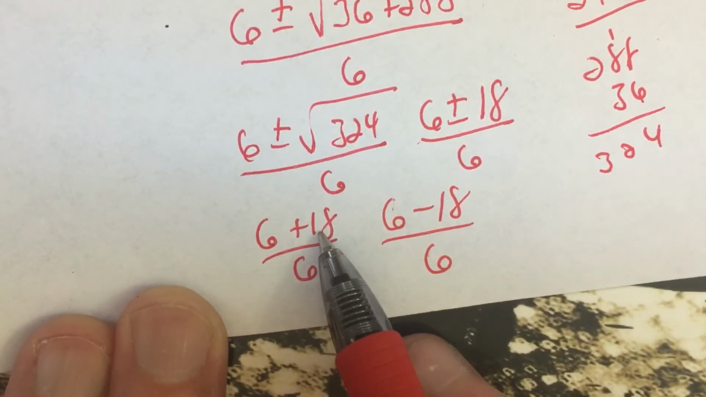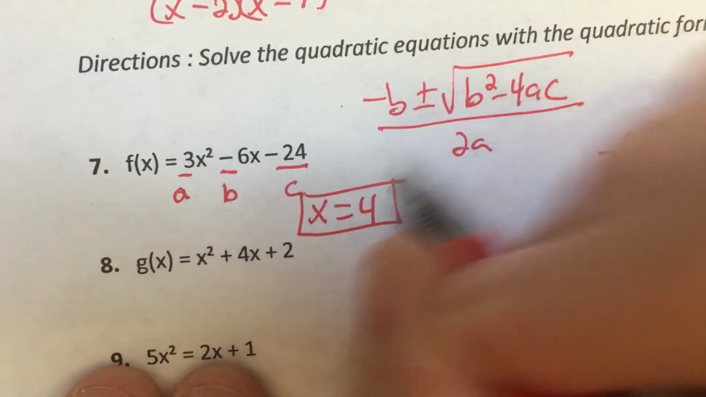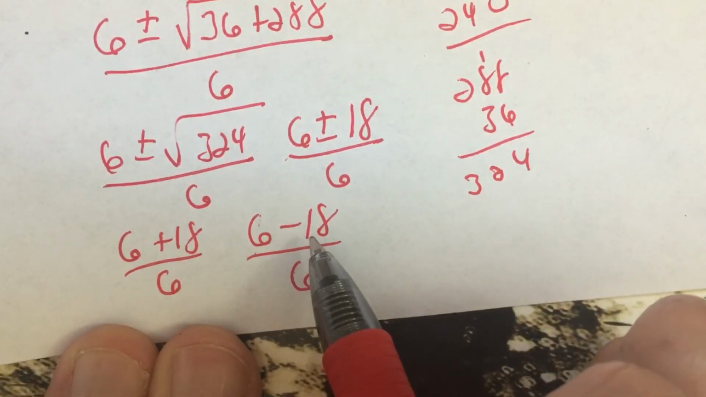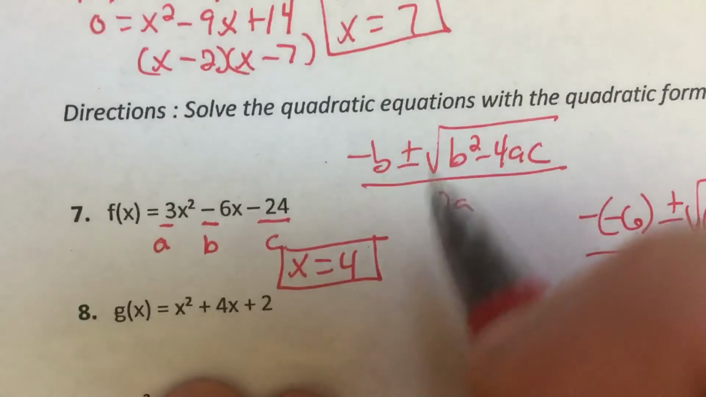6 plus 18 is 24. 24 divided by 6 is 4. One of my answers is x equals 4. The other one, using the minus sign, 6 minus 18 is negative 12. Negative 12 divided by 6 is negative 2.